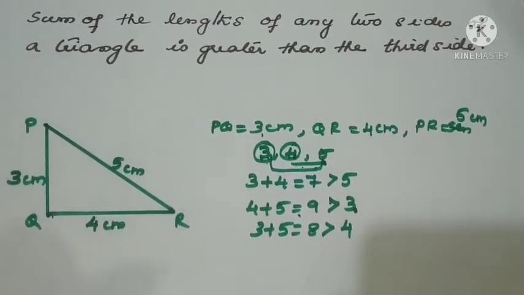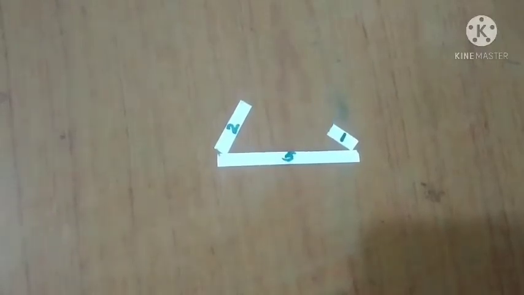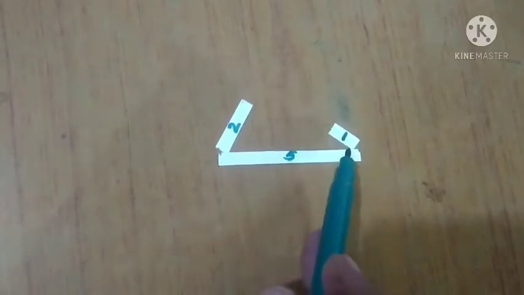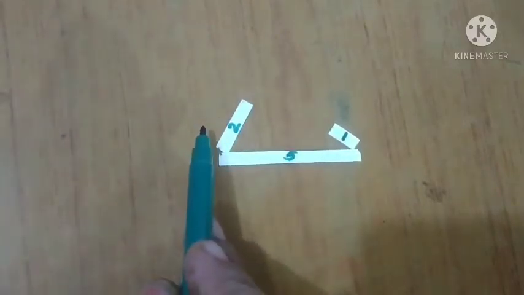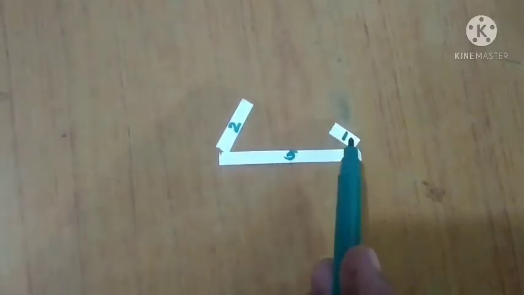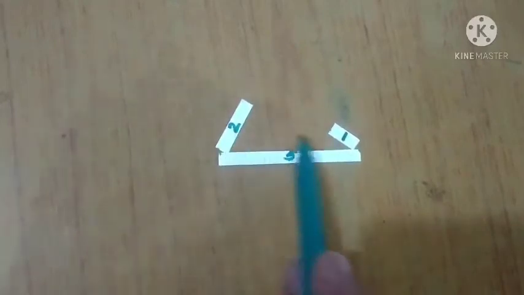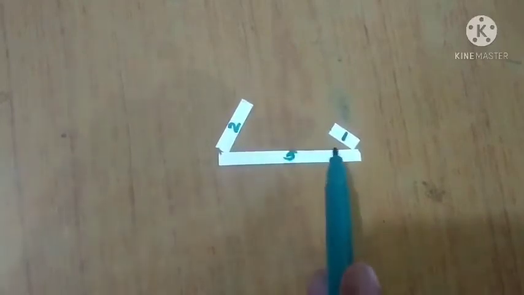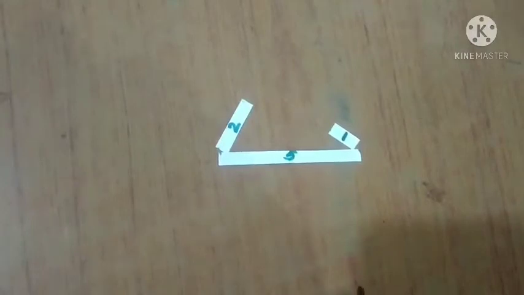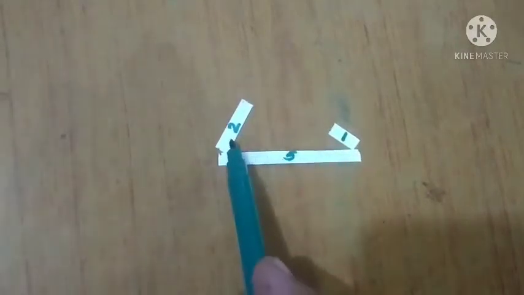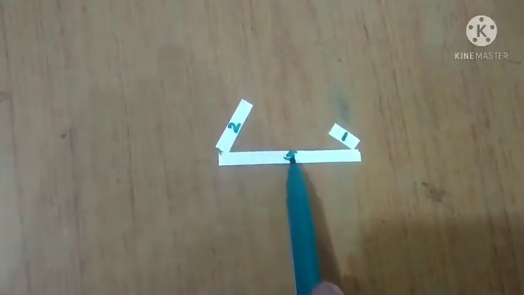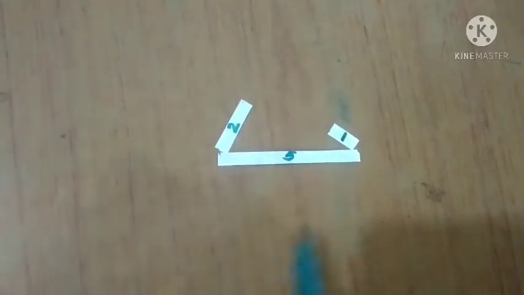Now, when we are taking the measurements, for example, I have taken 1 centimeter, 2 centimeters, and 5 centimeters. If we add 1 centimeter and 2 centimeters, what is the sum? We get 3. 3 is not greater than the third side, right? 5 plus 1 is 6, and 6 is greater than 2. Again, 5 plus 2 is 7, and 7 is greater than 1.